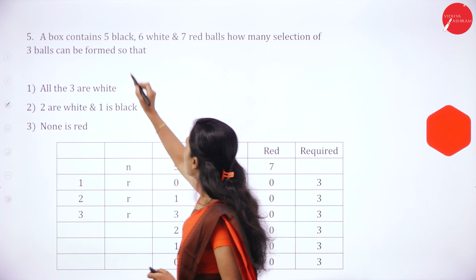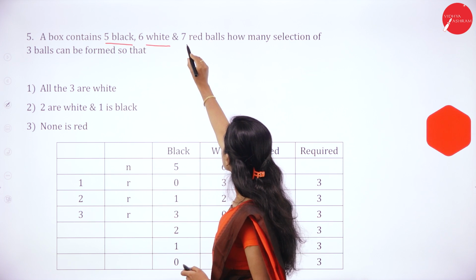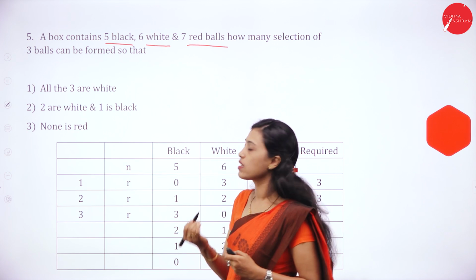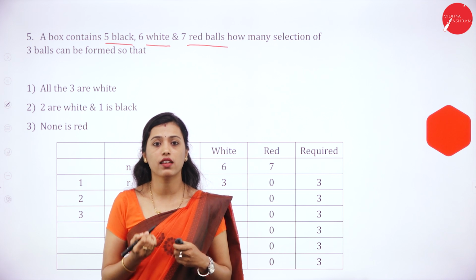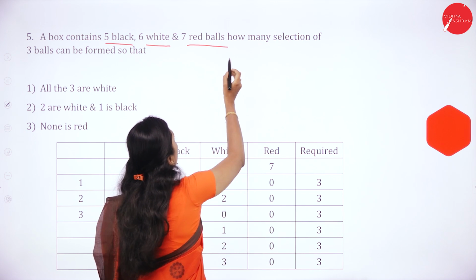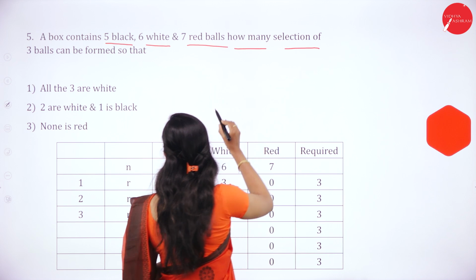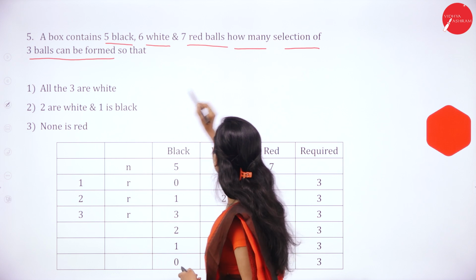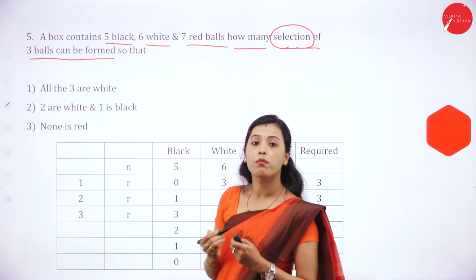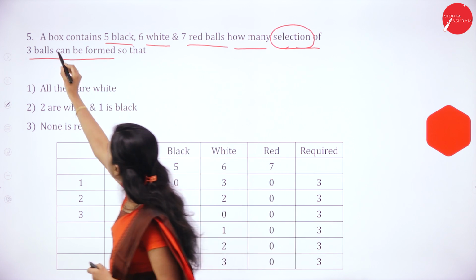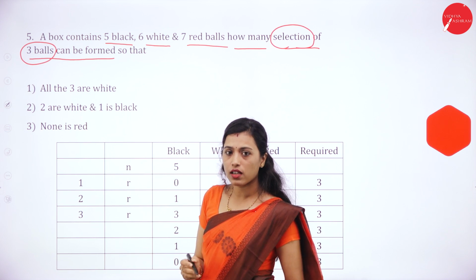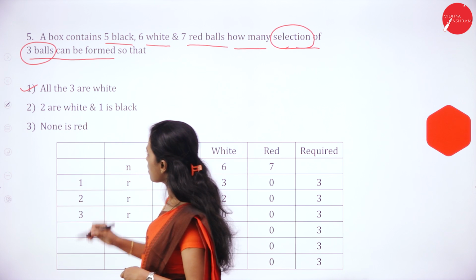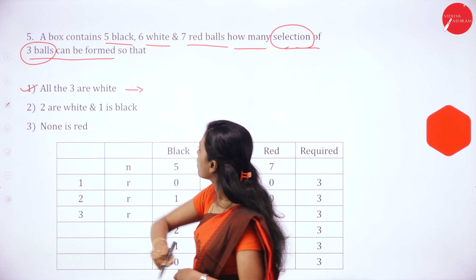Next problem. A box contains 5 black, 6 white and 7 red balls. In a box, there are 5 black balls, 6 white balls and 7 red balls. Here, how many selections of 3 balls can be formed? Selection means combination. So there is a condition. The first condition is all the 3 are white.